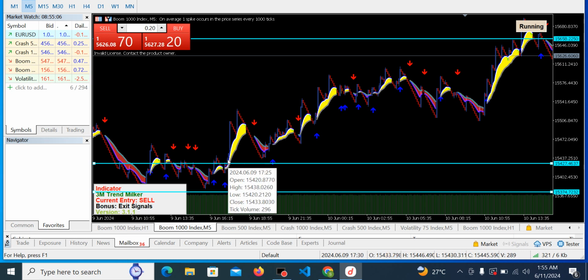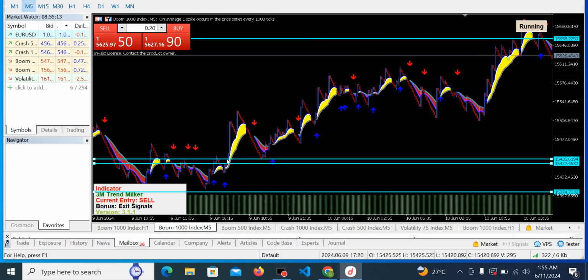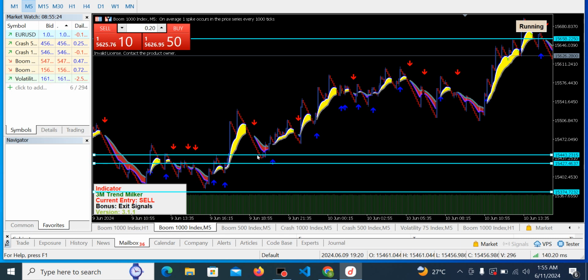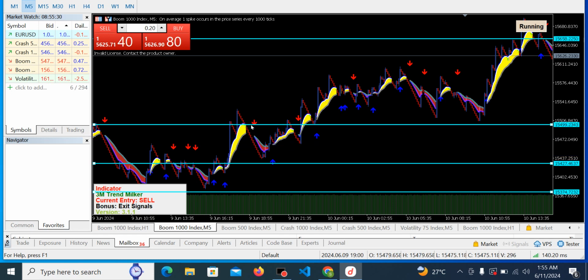We got this first spike, and the first spike actually got to this region. It was a small spike, although it's on the 5-minute time frame, so it is a small spike but big enough to give you some profit. It came down a bit but it didn't get to the entry point, and it spiked again and got to this region. That's beautiful, right? And it gave us a bigger spike.